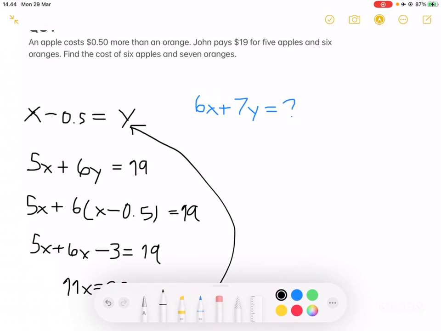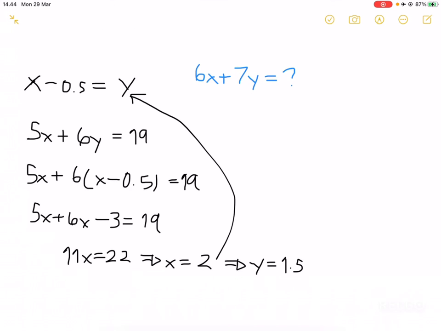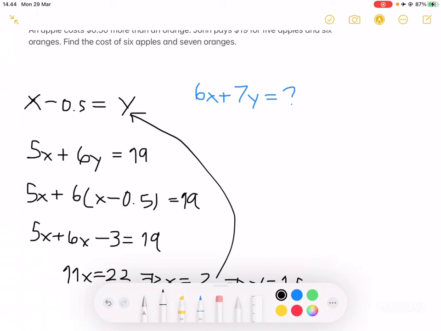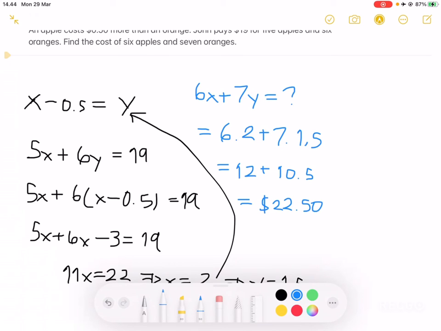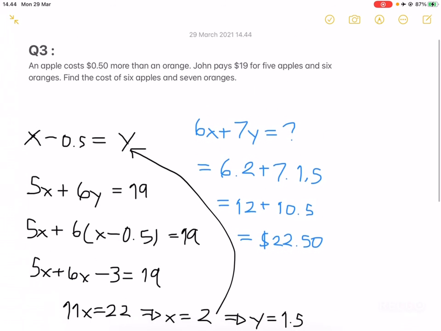And plugging that into our given question, which is 6x plus 7y, or in other words, the cost of 6 apples and 7 oranges, you'll get 6 times 2 plus 7 times 1.5. You'll get 12 plus 7 times 1.5, which will be 10.5, which will be $22.50. So that will be the answer for question number 3.